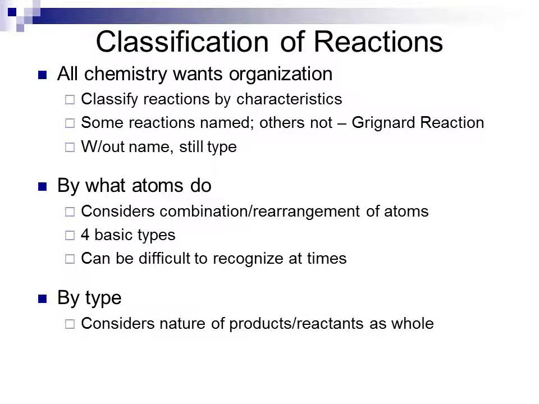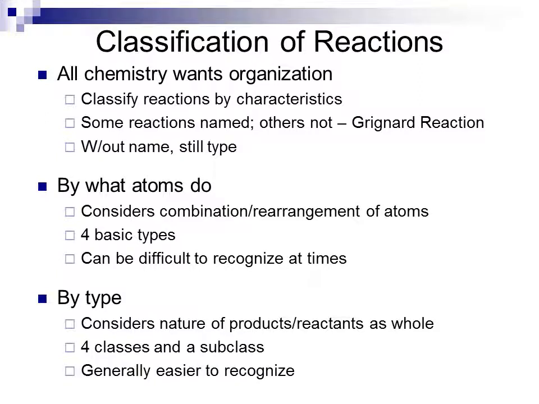Classifying by type considers the nature of the products and reactants, looking at them as a whole, rather than the combination or rearrangement that occurs. And there are four classes, again, of classification by type, but then there's also a subclass. Generally, classification by type is easier to recognize than classification by what the atoms are doing, because we're looking at specific natures of products.